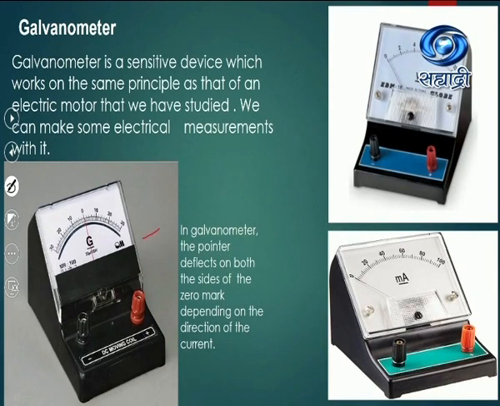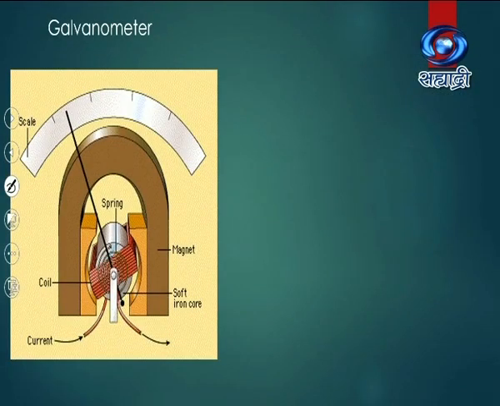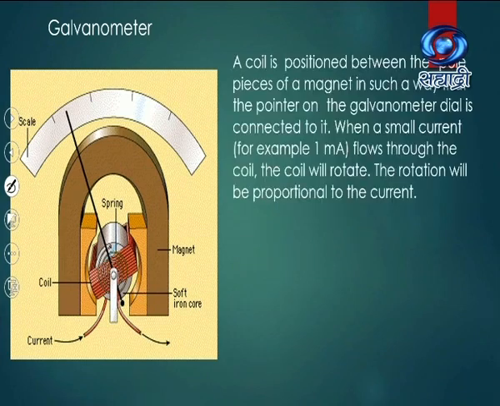Here you can see galvanometer, voltmeter and ammeter. Voltmeter is used to measure potential difference and milliammeter is used to measure the amount of current present in it. In galvanometer, the pointer deflects on both the sides of 0 mark depending on the direction of current. So this is the construction of galvanometer.